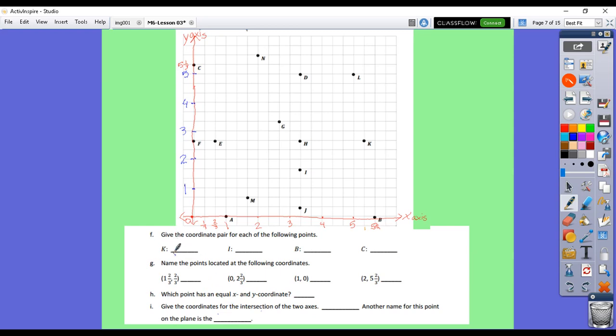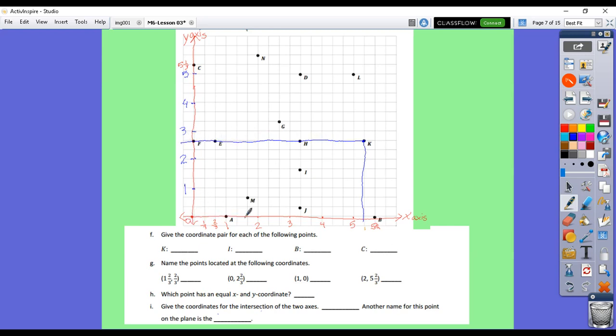So let's start off here with giving the coordinate pair or the ordered pair for each of the points. So we've got to find the ordered pair for K, which is right here. So remember, we've got to give that X first, how many we went over. So I'm going to draw my line down, my X. Hopefully yours is straighter than mine. And then I'm going to do the same thing along my Y to see how much we went up.